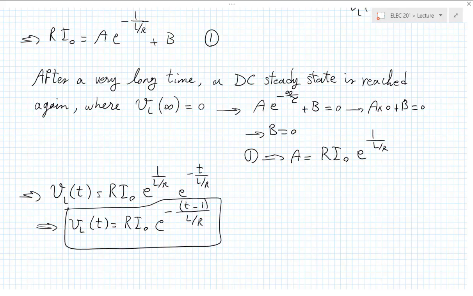So if you put t equal 1, this is 0. You have the exponential of 0, which is 1. You have the voltage R I naught. And if you put t equals infinity, it has decayed to 0.